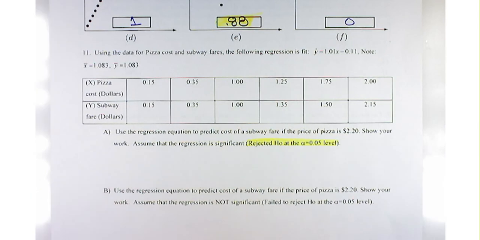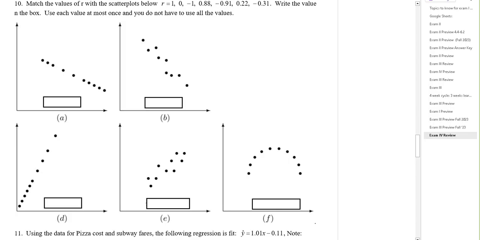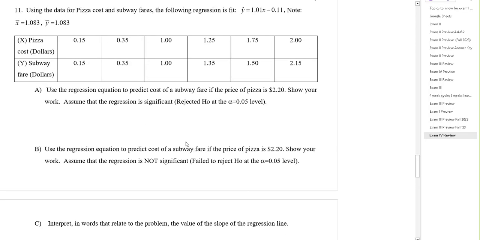Now, there's one thing that's important to notice here. I'm asking you to assume that you rejected H naught at the 5% level. So if you do that, what are we going to do in order to predict the cost of a subway fare if the cost of pizza is $2.20? How am I going to make that prediction? Just plug it in, right? You've got a nice equation.